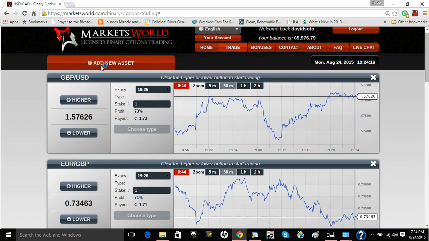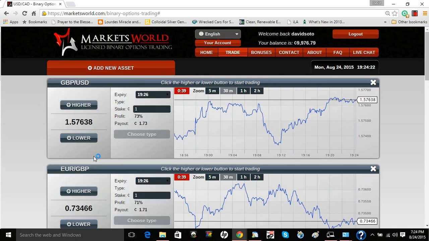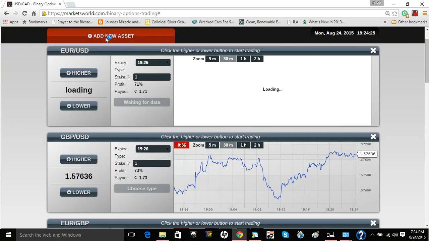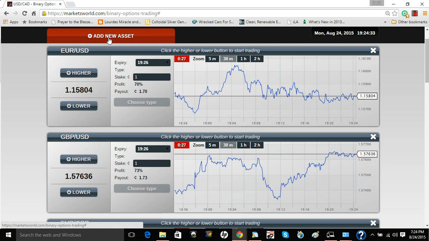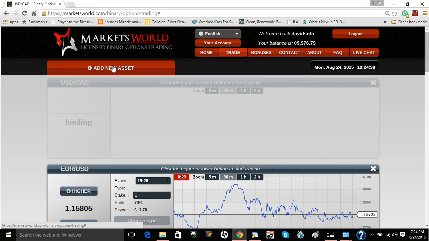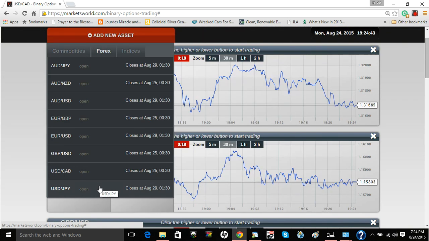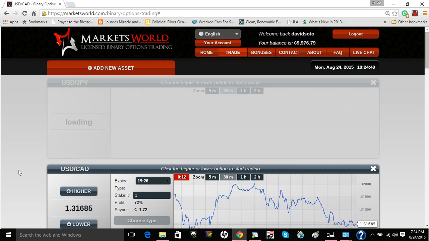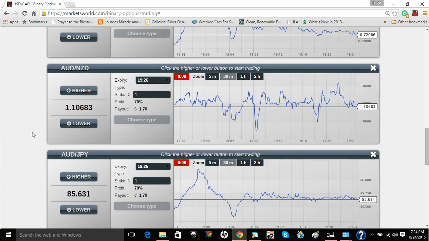Pound USD. Euro USD. USD Canadian. And USD JPY. So now we have all of our currency pairs loaded, and it should look like that.